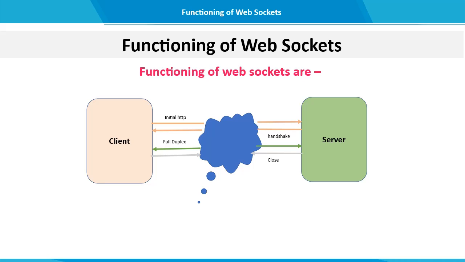Now come to the functioning of WebSocket. In WebSocket, either client or server may establish the connection, and either client or server can use the same connection to communicate with each other. Both can communicate simultaneously. Either of the two entities, client or server, may close the connection. In this way, client and server communicate with each other on WebSocket.